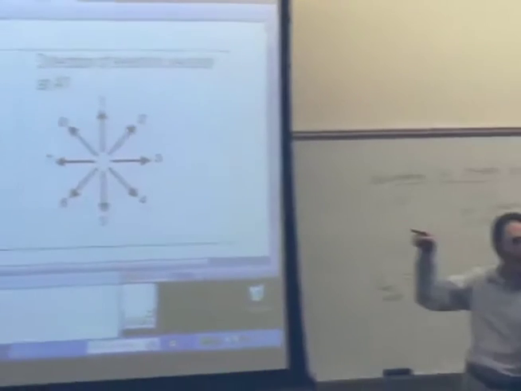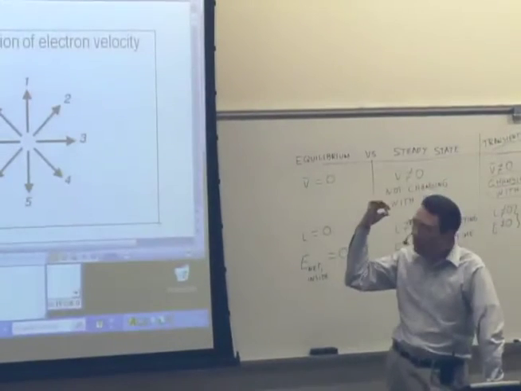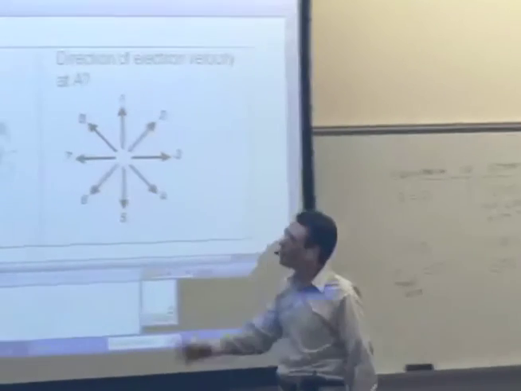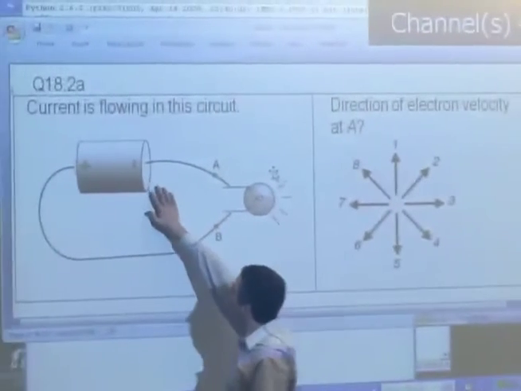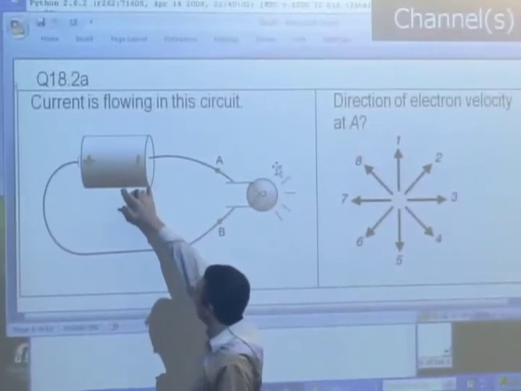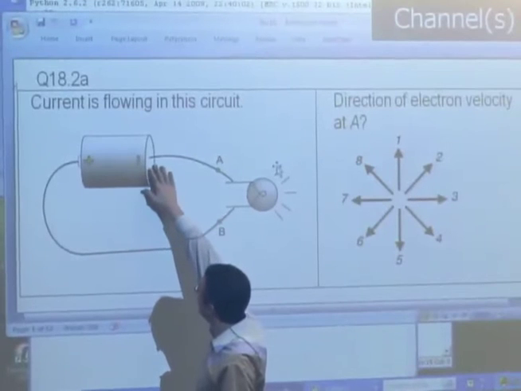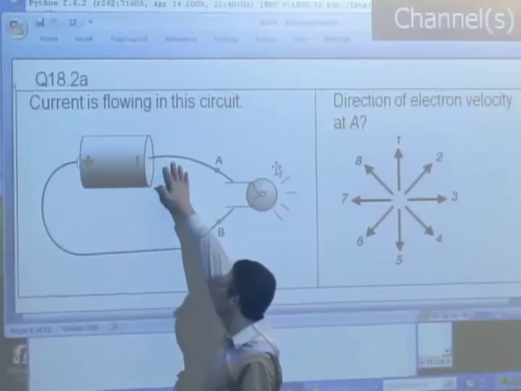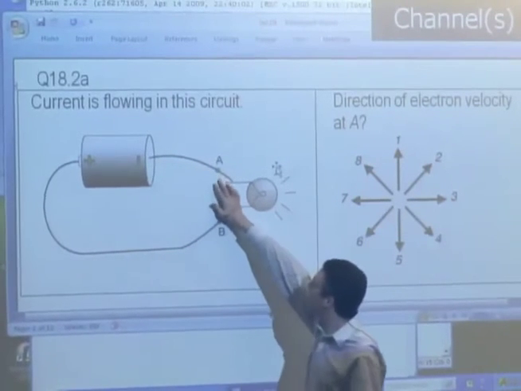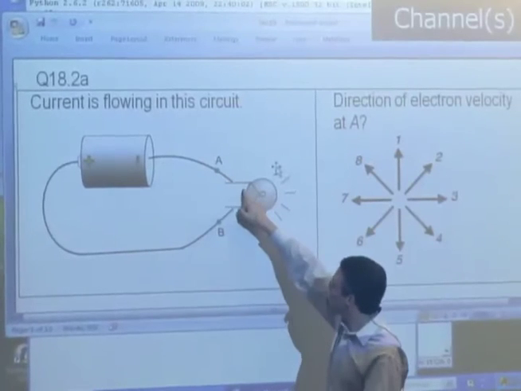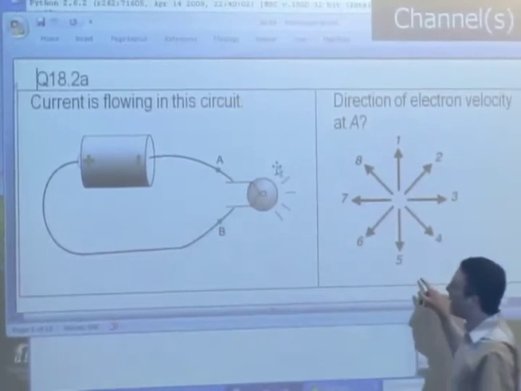Do they move toward the negative or away from the negative? They would move away from the negative, right? At this point, we'll talk more later about how to model a battery. But we can think of this as electrons coming out of the negative terminal of the battery. So they're moving down and to the right at A.